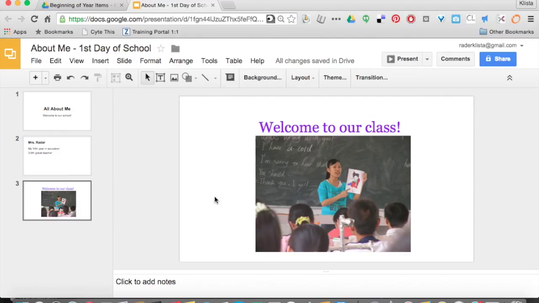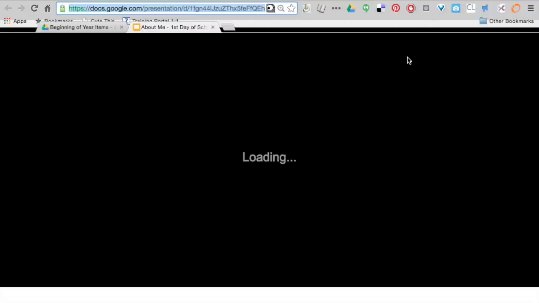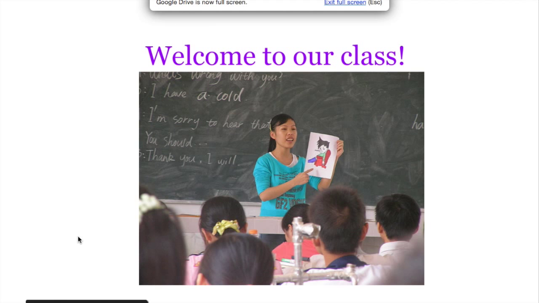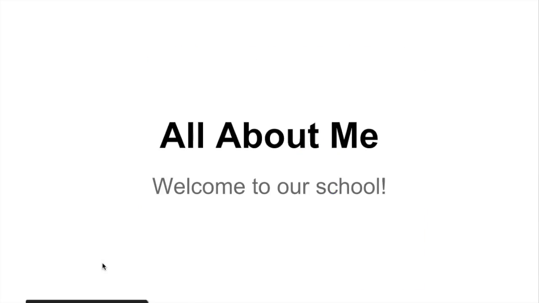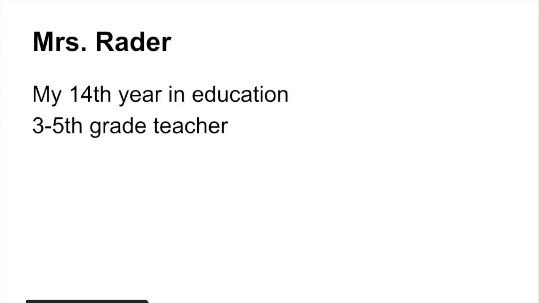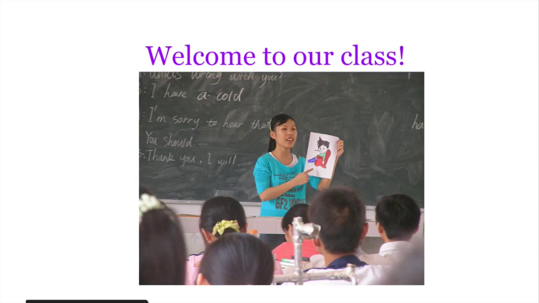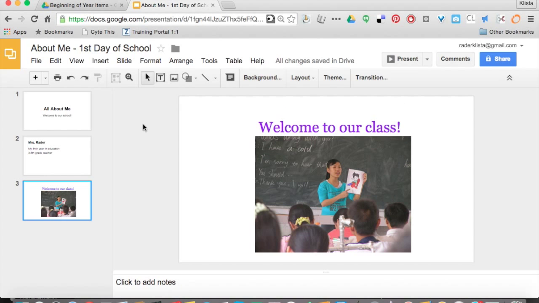And then whenever I'm done with this, I will click over here where it says Present, and see down here at the bottom where it says Slide 3, I'm going to go to All About Me, and then I'm just going to click on these arrow buttons to go over. Okay, I'm going to click Escape or Exit to exit that full screen.